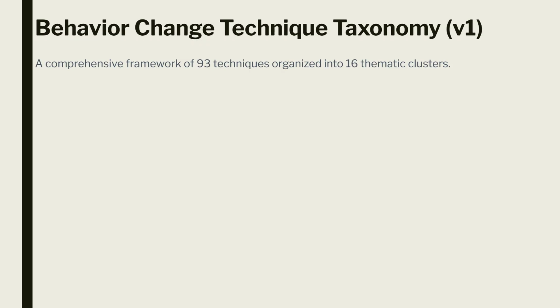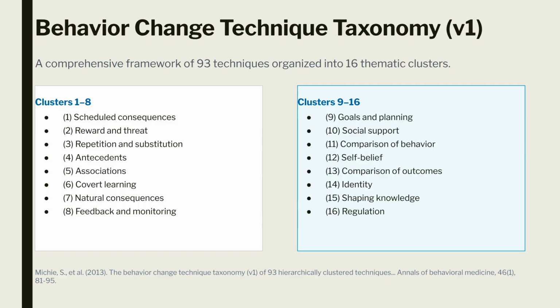This taxonomy organizes behavior change techniques into 16 clusters, such as scheduled consequences, rewards, and threats. I will not go into the detailed definitions of each element here, but rather provide a general overview. You will be using this taxonomy for your final project, so you will have the opportunity to explore it in more detail later. Within each cluster, multiple specific behavior change techniques are identified.